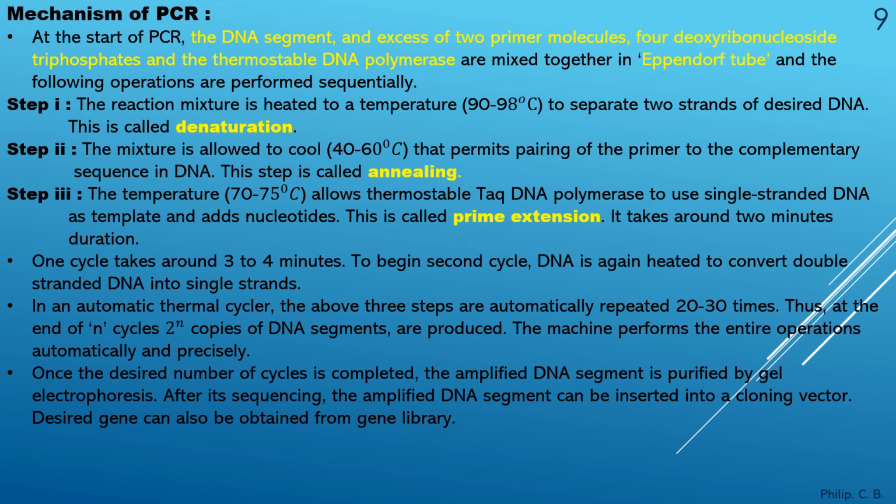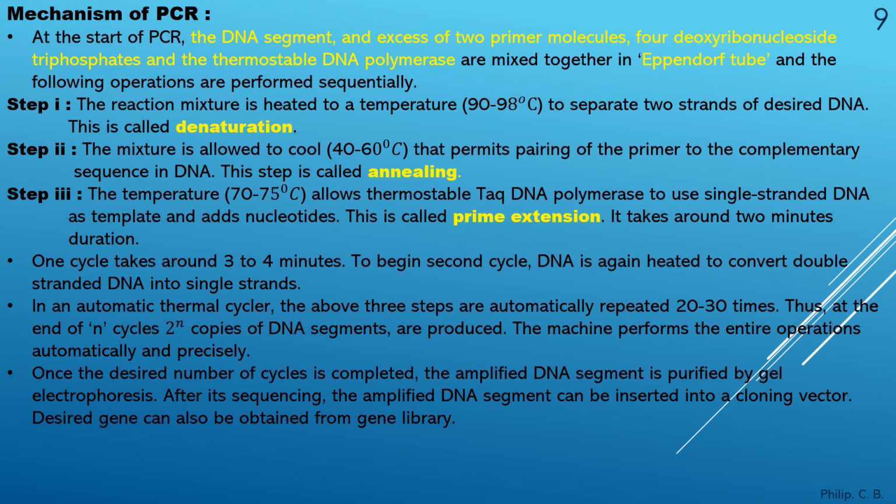The primer extension. That is, the temperature of 70 to 75 degrees centigrade allows thermostable, that is Taq DNA polymerase, to use single stranded DNA as a template. Template means, in simple words, copies, and adds nucleotides. This is called primer extension. It takes around 2 minutes. Further, one cycle takes around 3 to 4 minutes.